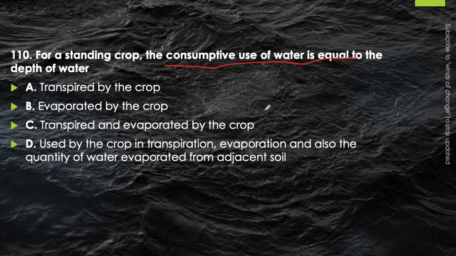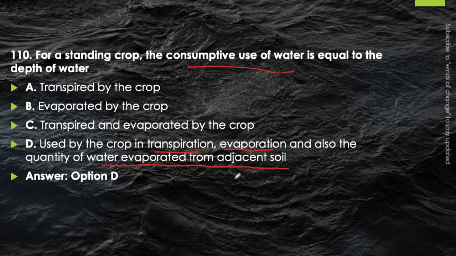So what will be the answer here? It will be option D, that is, consumptive use of water is the water that is used in transpiration, that is used in evaporation, and also the water that will be evaporated from the adjacent land. Okay, so transpiration of the crop, evaporation from the crop, as well as the evaporation from the adjacent soil. If we sum up all these, then it will be called consumptive use of water.